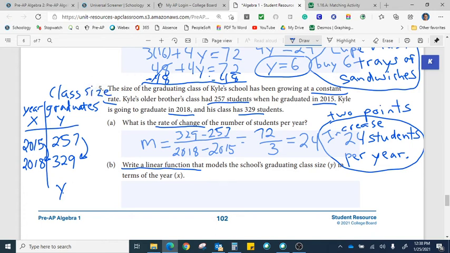And x equals year, right? And that's what I wrote it as. Okay. All right.